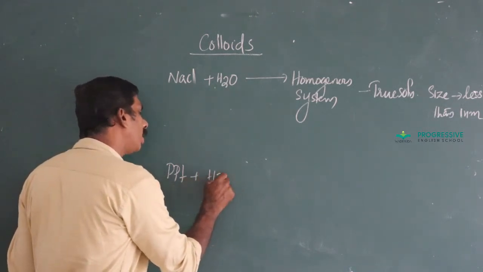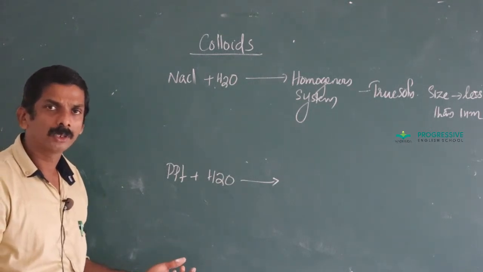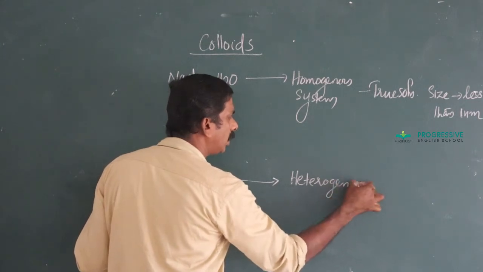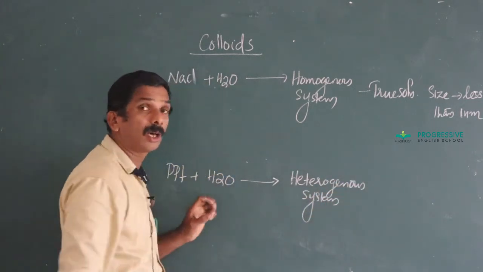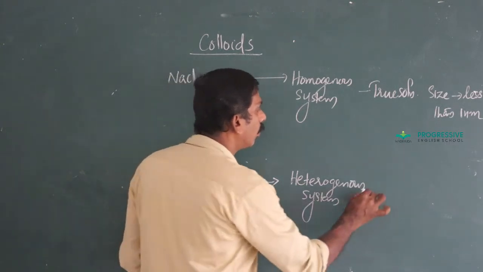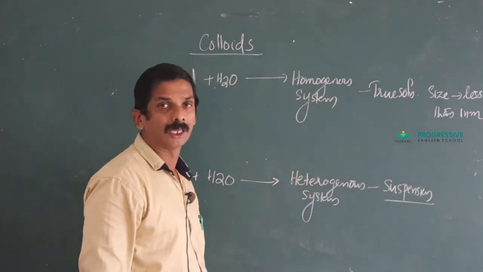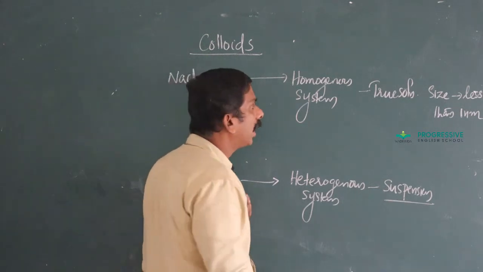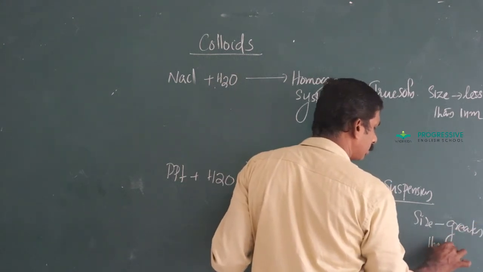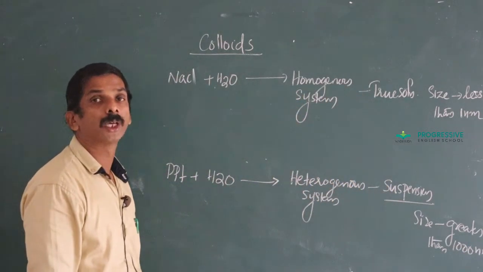When that precipitate is treated with water, is the system formed homogeneous? No, it is a heterogeneous system, because there are two distinct phases, solid as well as liquid. That heterogeneous system formed is called a suspension. The size of a suspended particle is greater than 1000 nanometer.